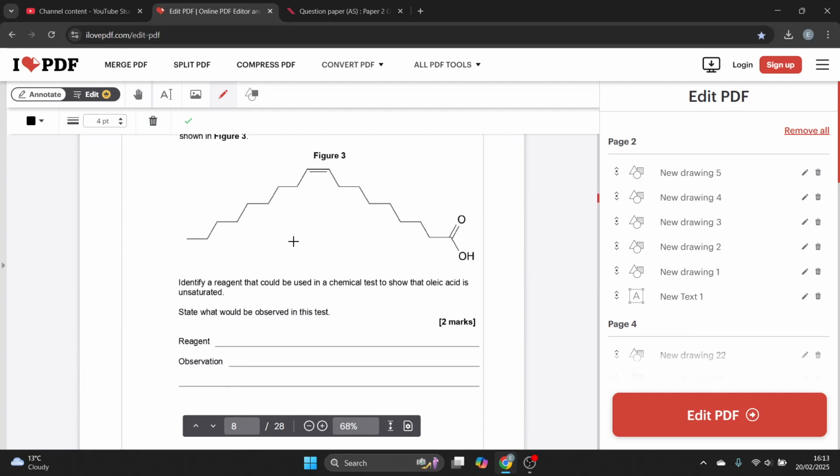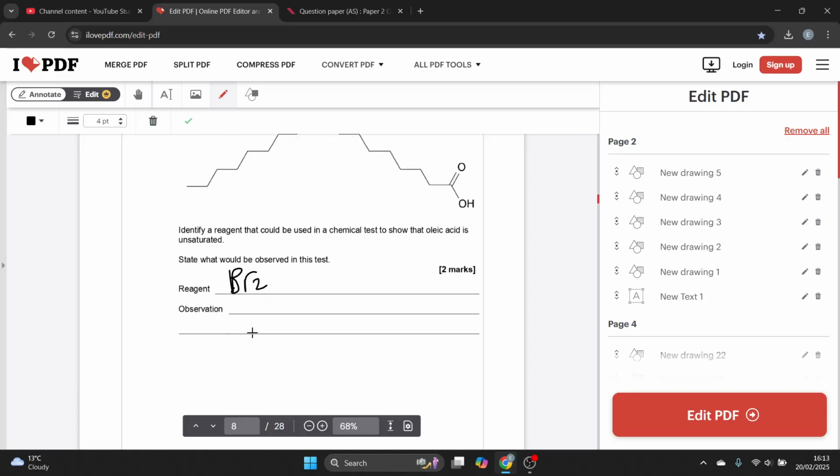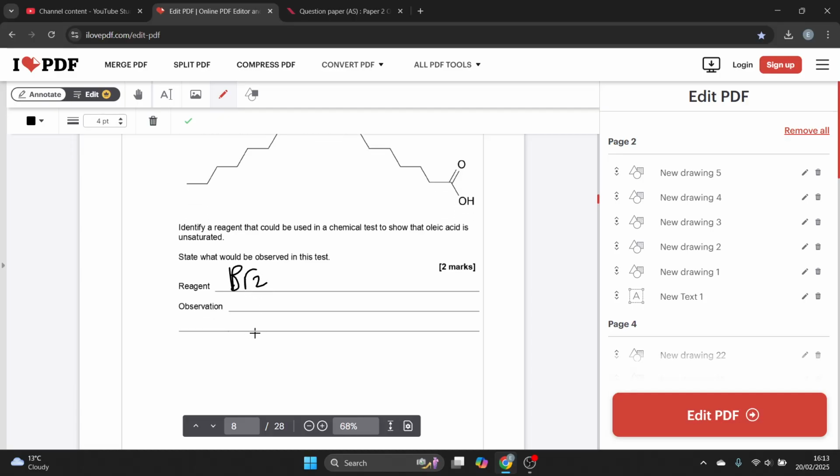Identify a reagent that could be used in chemical tests to show that oleic acid is unsaturated. Unsaturated, so it contains carbon-carbon double bonds. Well, Br2, bromine. What happens is it goes from orange to colorless. You can say decolorized. But yeah, orange to colorless.